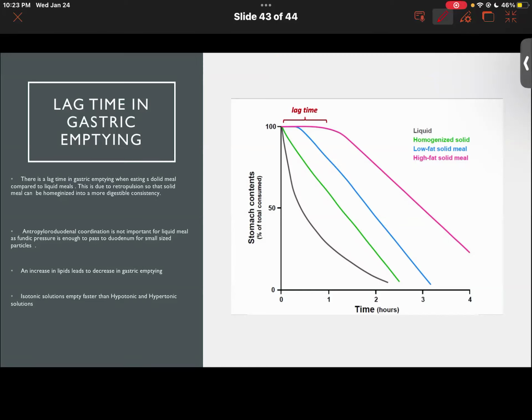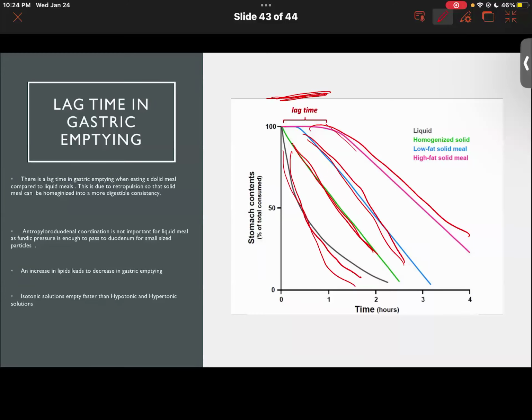It's something you've already studied, and we'll just go over it really quick. Lag time. So if you eat a liquid meal, it's going to be digested quicker. If you eat a homogenized solid, which means something that's uniform, it's going to take some more time to digest, but still pretty quick. Low-fat solid is going to take more time to digest, and then high-fat solid is going to take so long. Look at this lag. Oh my God, this much.